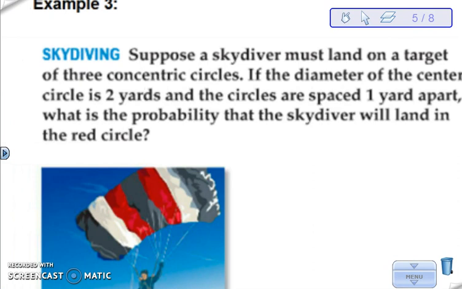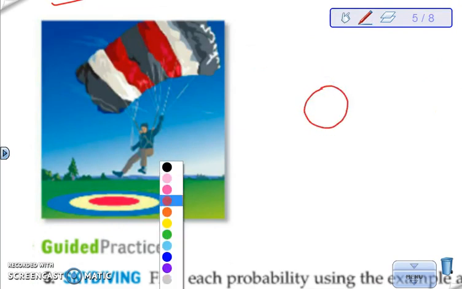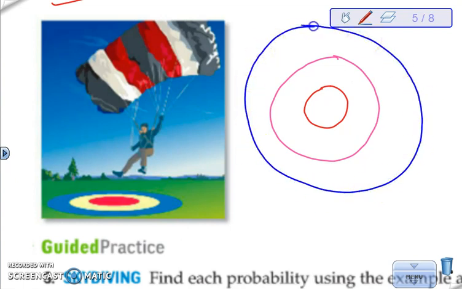we've got a skydiver attempting to land on a target. It's made of three circles. The diameter is 2 yards long for the middle circle, and each circle on the outside is 1 yard apart. We want to know the probability that the skydiver will land in the red circle. So if we look at our picture, here's our target. There's three circles, right? So we've got a red, we've got the white circle, and then we've got the blue circle going along the outside.